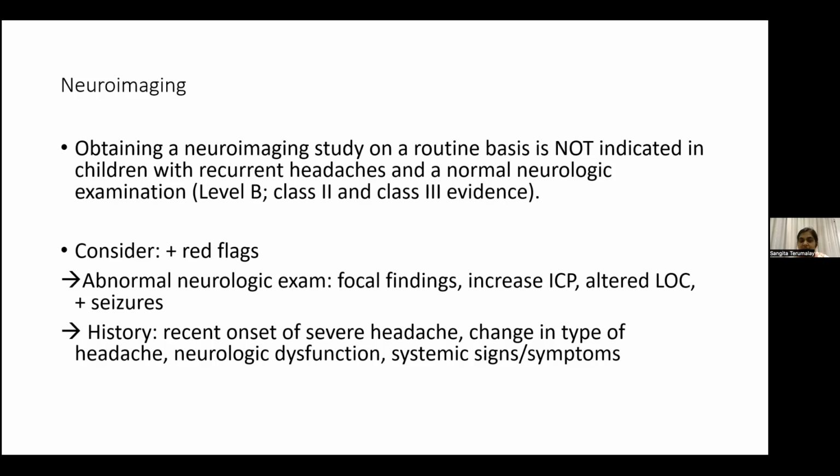If there are focal findings, for example weakness on one side of the body, hemiplegia, or if I examine the child and there is an abnormality of how the eyes are moving, or the child is seeing double, then these are clear indications for me to get an MRI. Of course, if the child has seizures, altered consciousness, or any signs of increased ICP, any clinician would definitely image these kids.